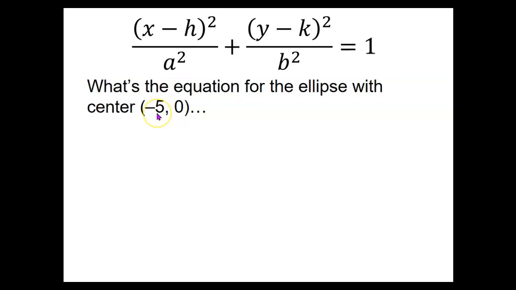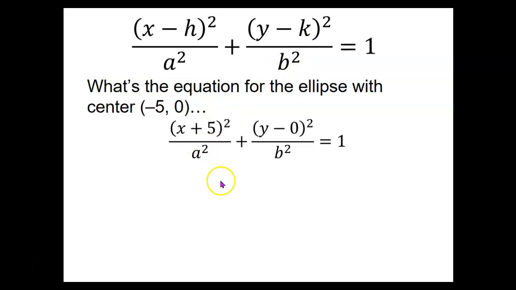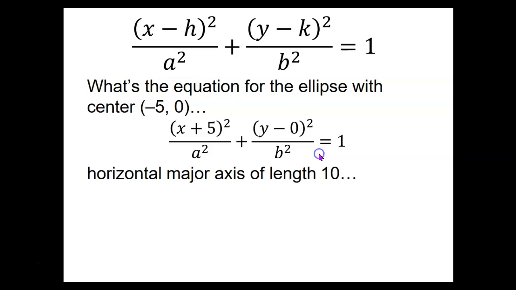Now, for the center to be at the point (negative 5, 0), that means that the part of h is being played by negative 5, and the part of k is being played by 0. So this looks like (x minus negative, or plus positive, 5) squared over a squared, plus (y minus 0) squared over b squared equals 1. The horizontal major axis has length 10. So that's 2a, which means a is 5. And so a squared would be 5 squared, 25. And you'll notice instead of writing (y minus 0) squared here, I just wrote y squared.